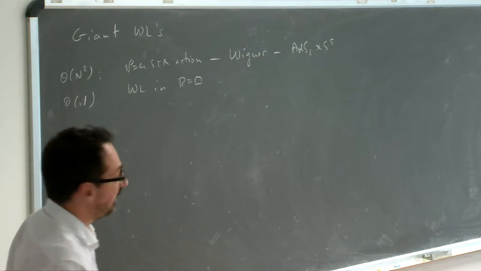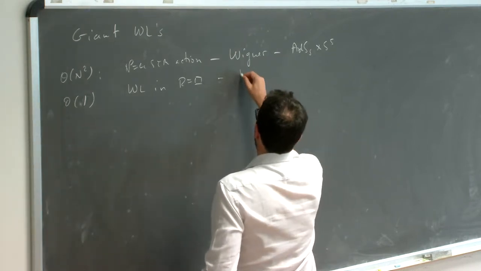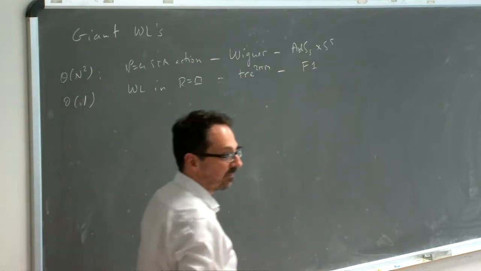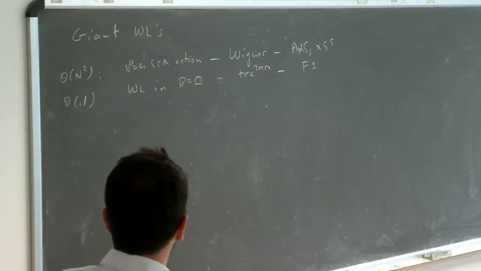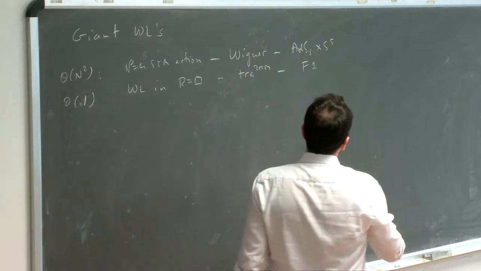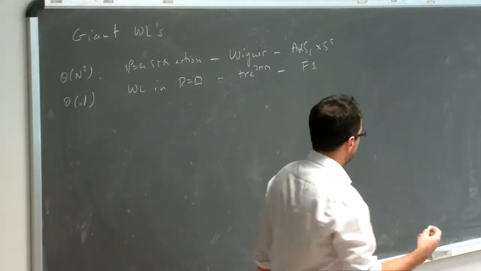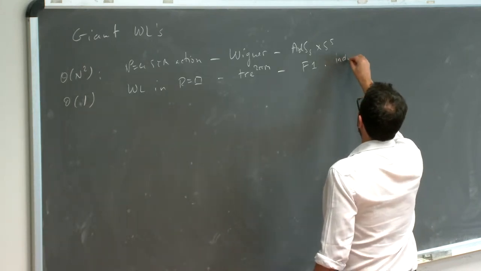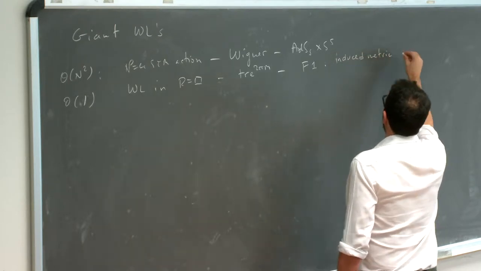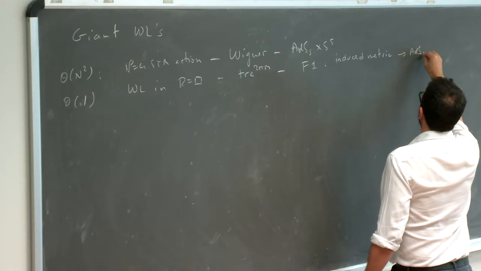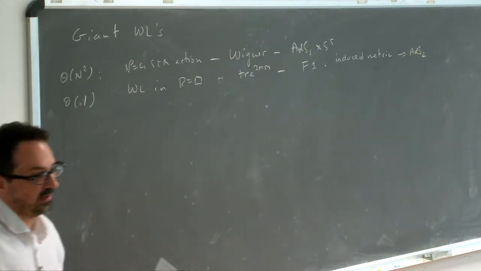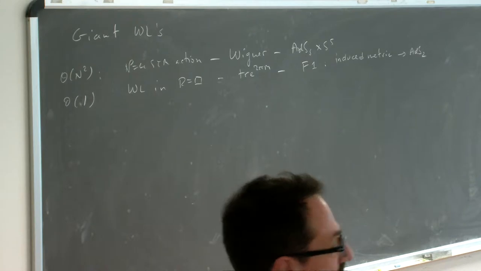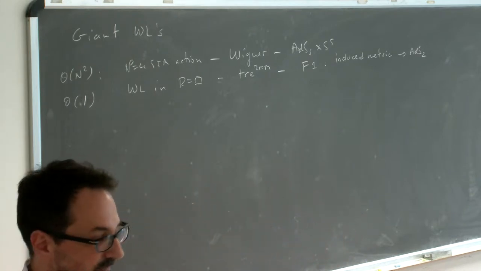And correspondingly, we had this trace e to the 2 pi m in the path integral. And correspondingly, we had an F1 string, a fundamental string in the background. I haven't really emphasized this yesterday. I said it a couple of times, but I should emphasize that the induced metric of this object, if you compute it, is AdS2. So there is a minimal surface with disk topology, which ends on the circle and has AdS2 metric.